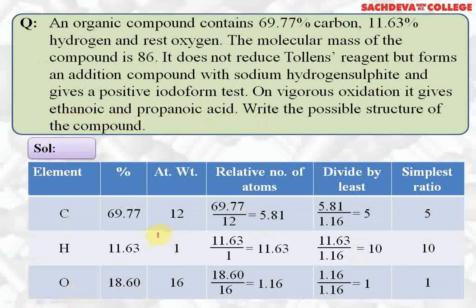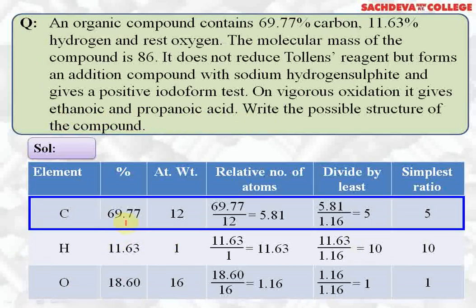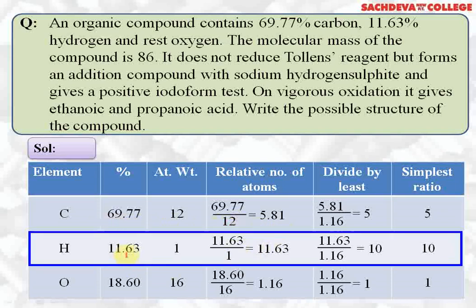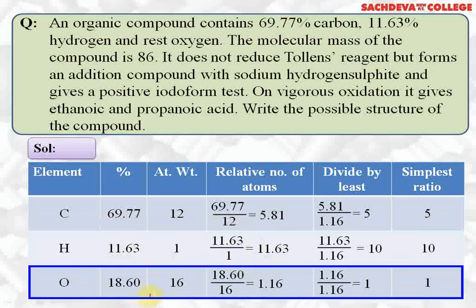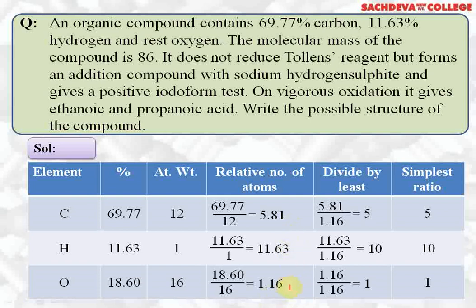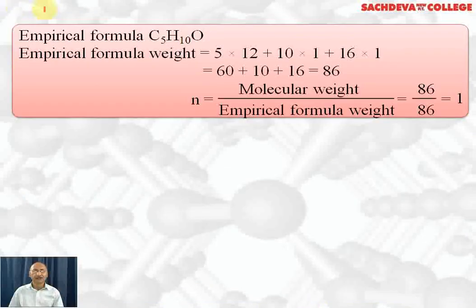First, we calculate the empirical formula. Carbon is 69.77%, atomic weight is 12. Divide percentage by 12, we get 5.81. Hydrogen percentage, divide by atomic weight, 11.63. Oxygen is 18.6 divided by 16, which is 1.16. Divide all by the least, that is 1.16. We get 5 here, 10 here, 1 here. The simplest ratio is 5, 10 and 1. So the empirical formula is C5H10O.